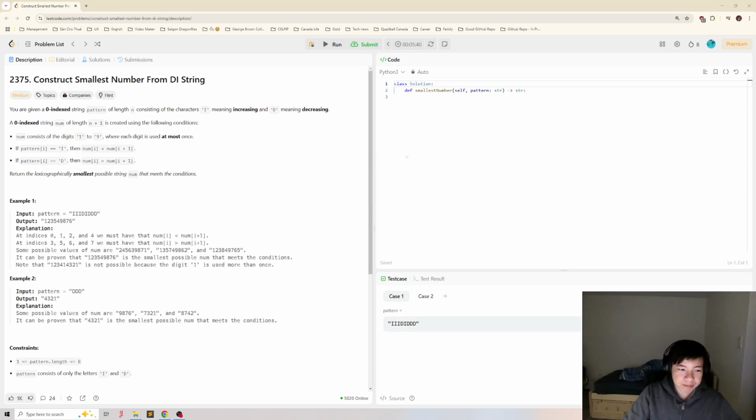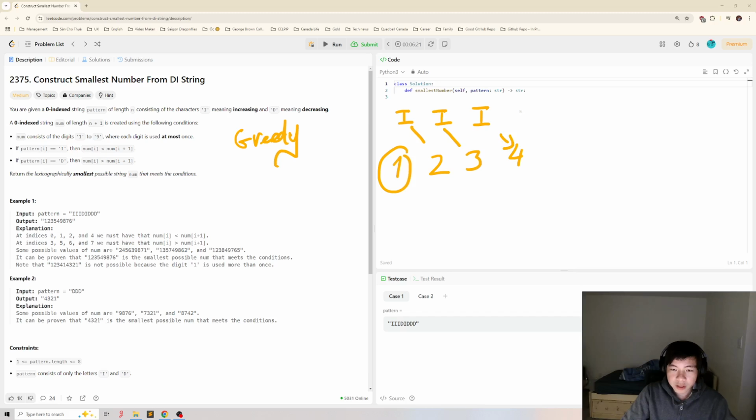If we make it step by step, technically we can start with any number, right? So how about we start with the smallest one? We're going to do kind of greedy. We start with number 1. If it's increasing, we know it has to be greater, so it can be 2. Next, it can be 3. Next, why don't we put 4? We can, and then decreasing.